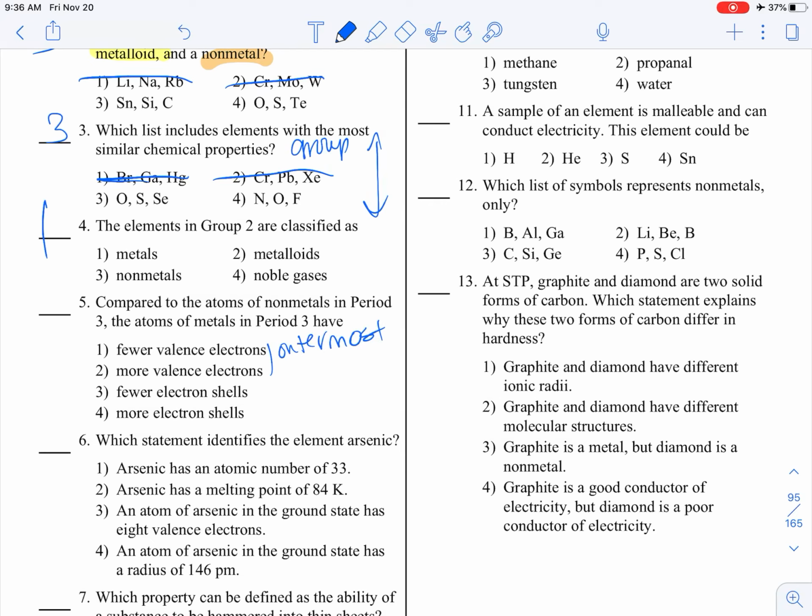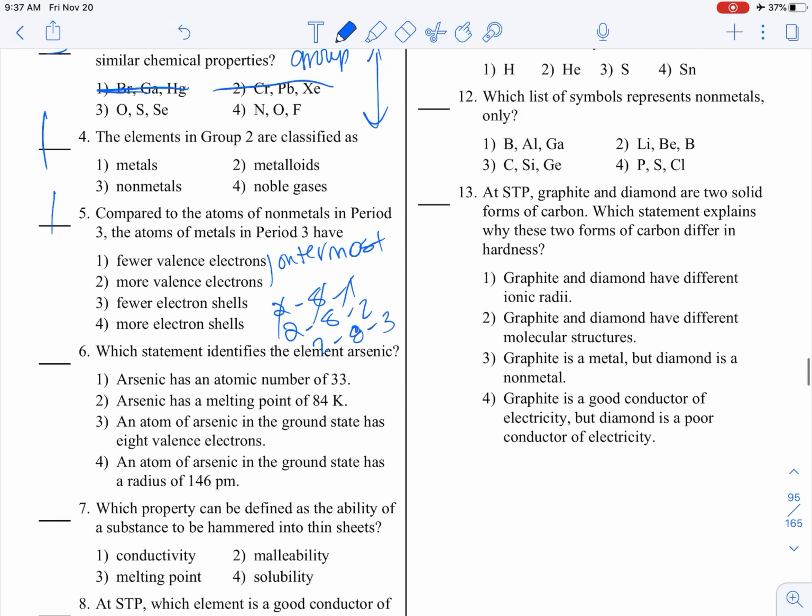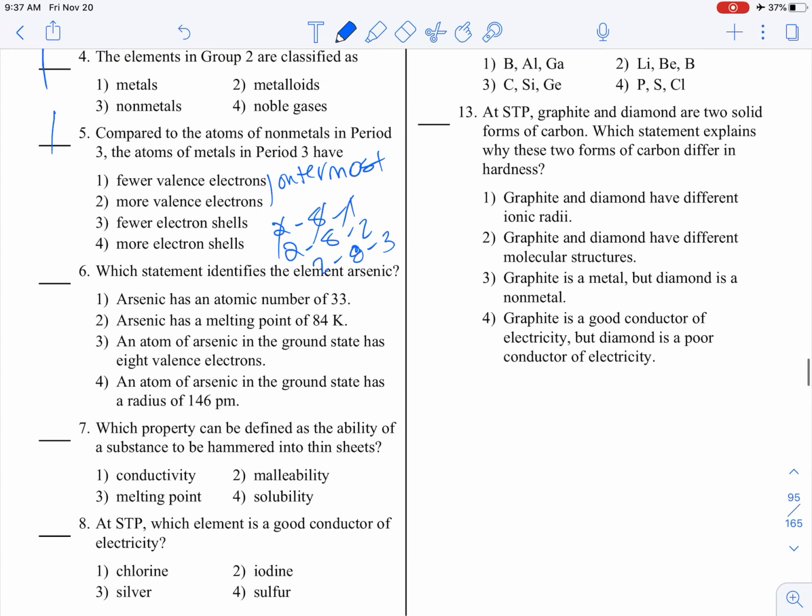So I'm looking at period 3, we've got 2-8-1, 2-8-2, 2-8-3, all the way up to 2-8-8. So that means that as you go across, you have more and more valence electrons, so metals would have fewer. Why is it not electron shells? Well, notice they all have 3 shells, so that's why that's not the answer. Periods have the same shells, groups have the same valence electrons.